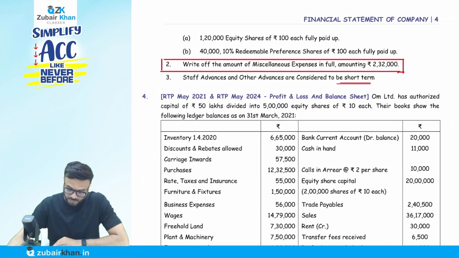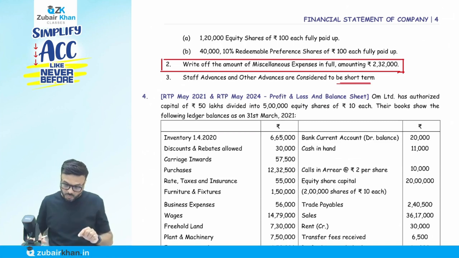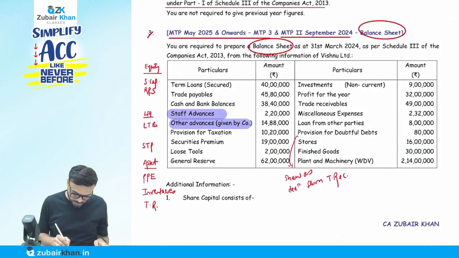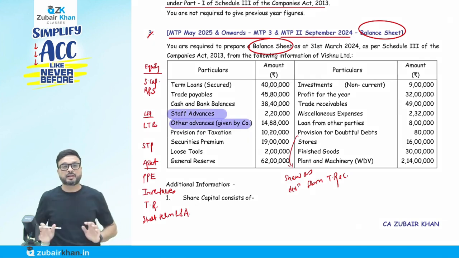Okay. So what we can do now is make a note on all that also, because there are two items. So short term loan and advances. Okay, short term loan and advances. Okay, done.